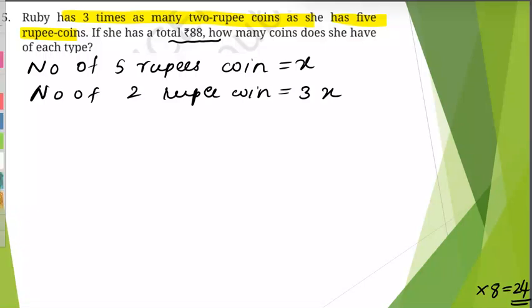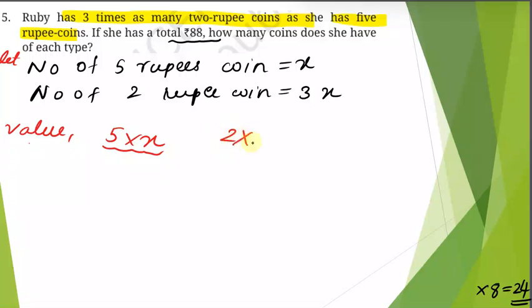So you know that if you have one 5 rupee coin, the value will be 5 only. If you have two 5 rupee coins, the value will be 2 into 5, you will get 10. So how many 5 rupee coins does Ruby have here? We take it as x, right? So how can we write the total value? The total value should be 5 times x for the 5 rupee coins and 2 times 3x for the 2 rupee coins. Now if we add them together, we get the total value, and it's given the total value is 88. Got the idea?